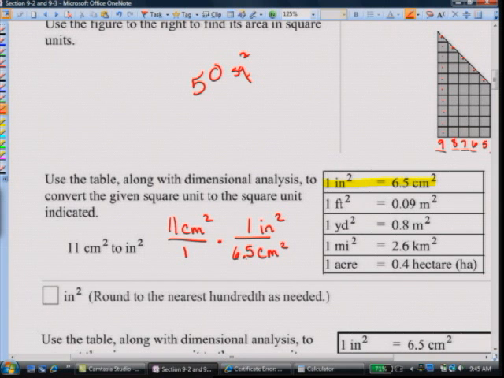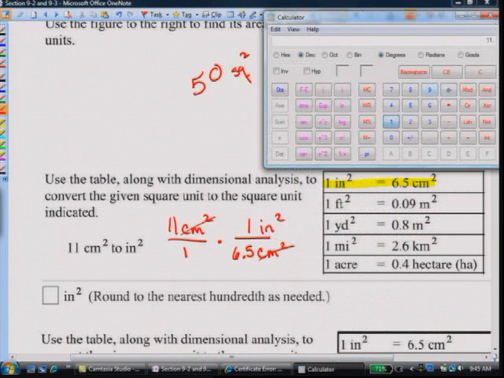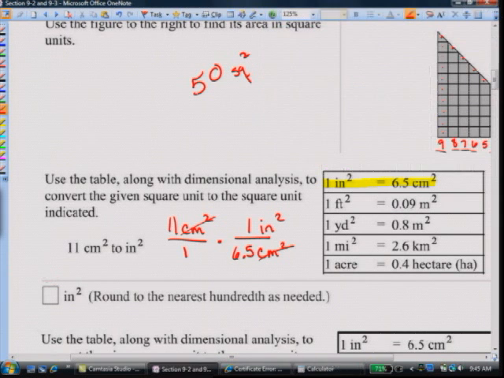Okay? And so to calculate this, you'll see your centimeters squared cancel. You're just going to do 11 divided by 6.5, which is 1.69 inches squared rounded to the nearest hundredth.